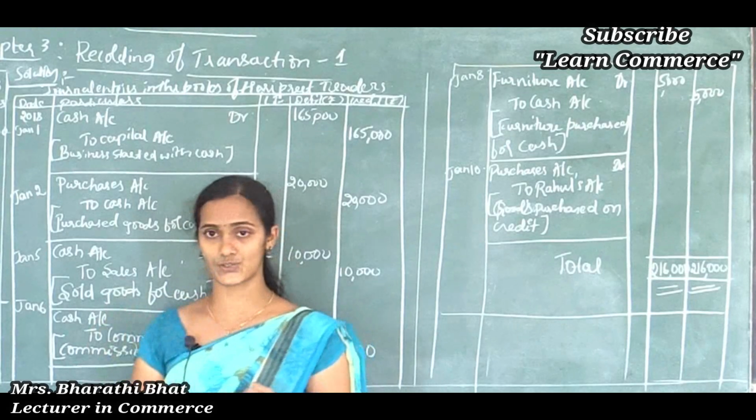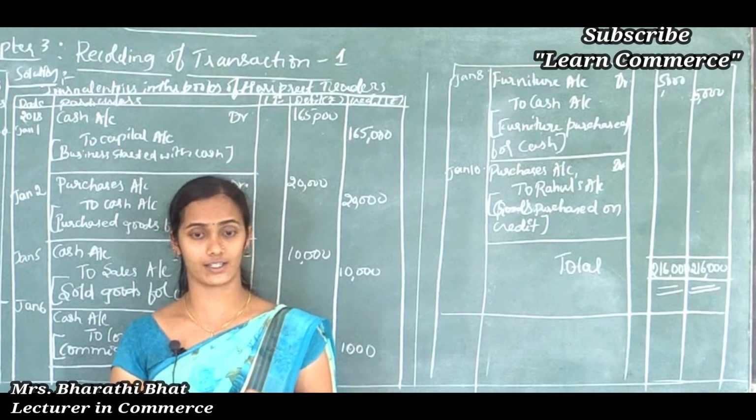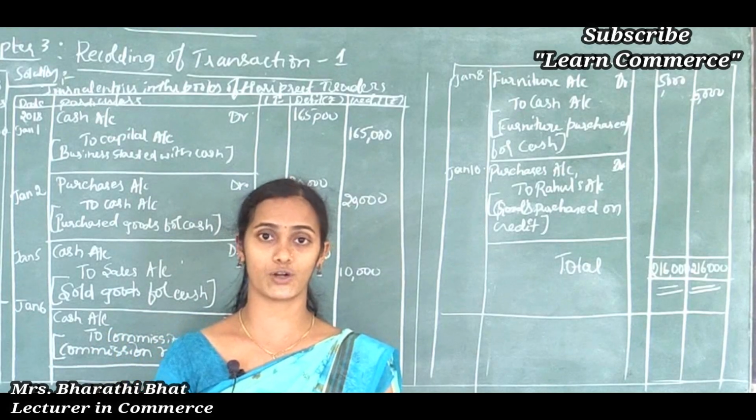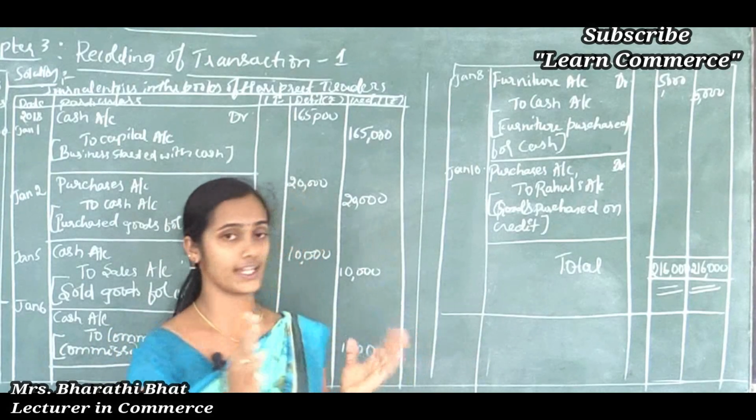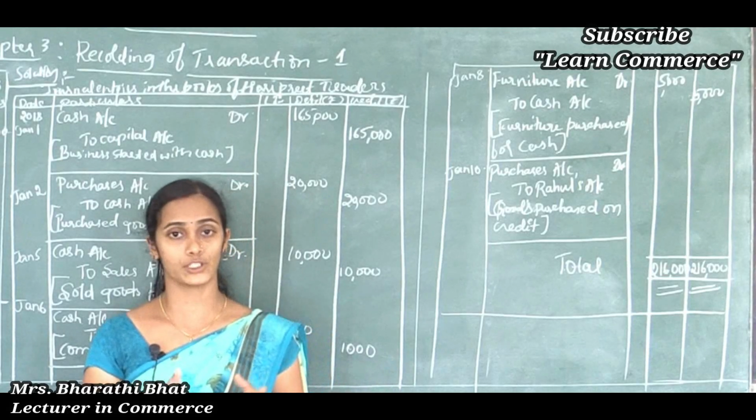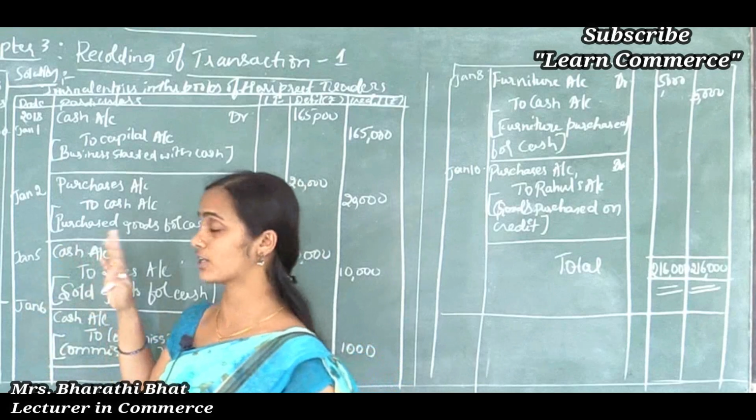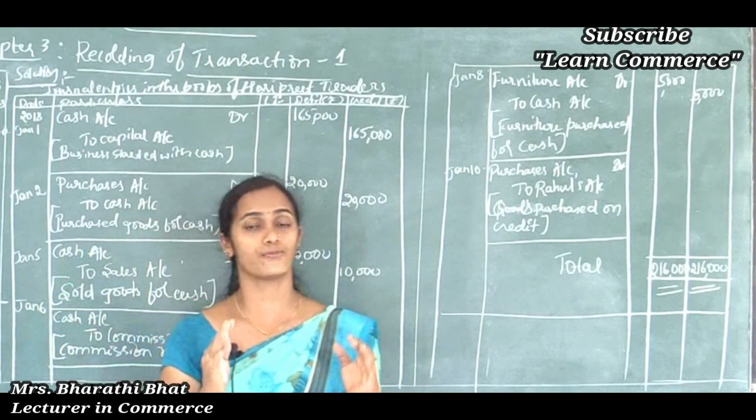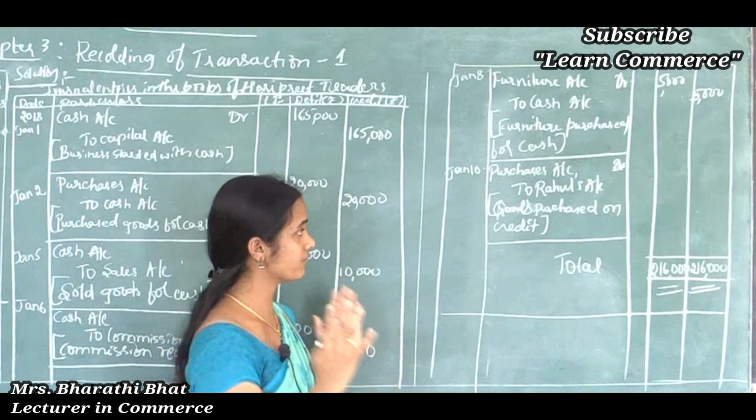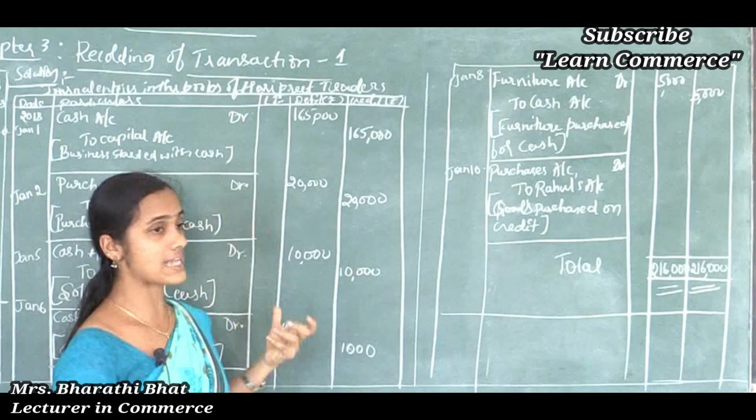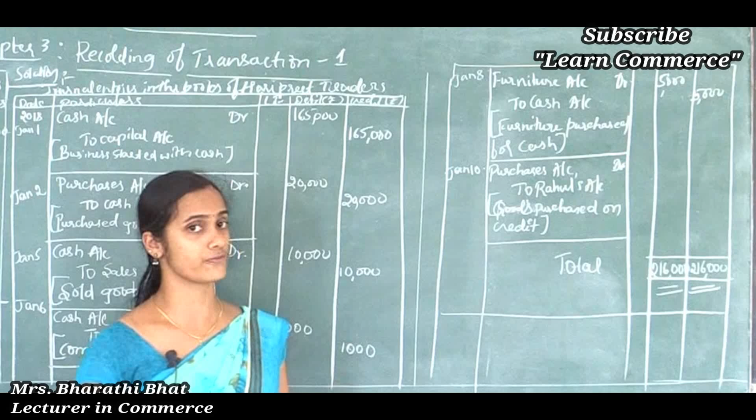We can easily identify and classify the accounts if we are able to analyze the transaction, and then we can easily apply the rule. We should study clearly the rules of debit and credit. If we are very familiar with the rules of debit and credit, then we can easily pass the journal entries in the books of journal.